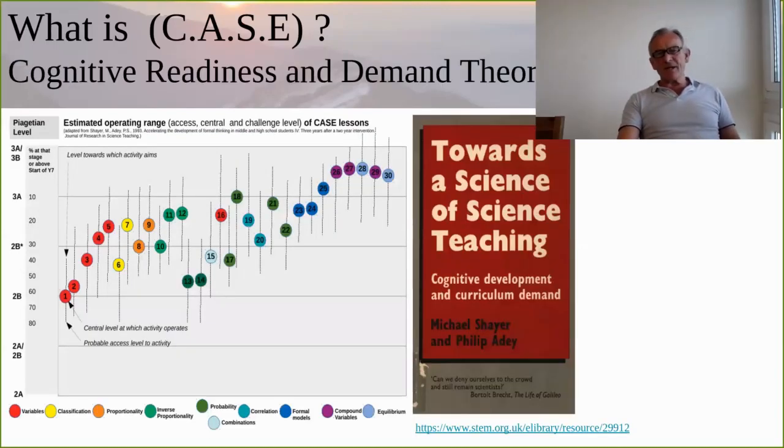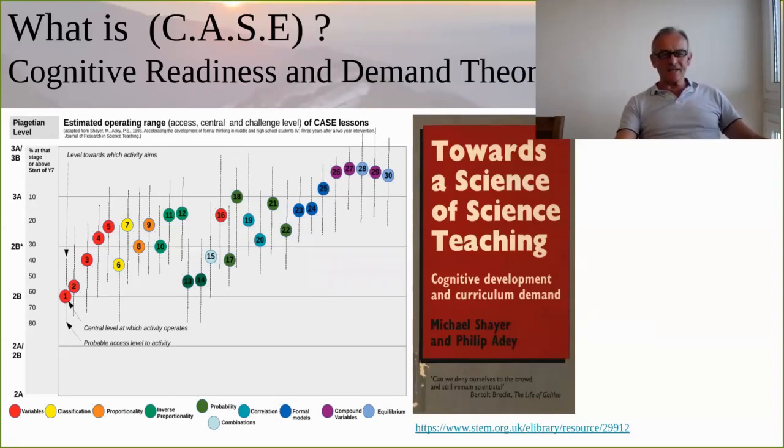However, it was based on many decades of research, and I'm going to give you a brief overview of some of that in terms of developing a theory of the readiness of students in their thinking and the demand of the secondary science curriculum. And this was first published in this book, Towards the Science of Science Teaching, in '81, when I was doing my PGCE at Leeds University. People in the 19th century write about how reading The Origin of Species changed their lives. Well, this changed my teaching life.